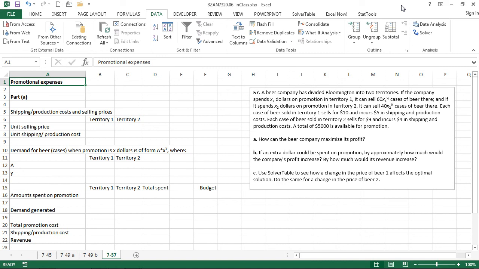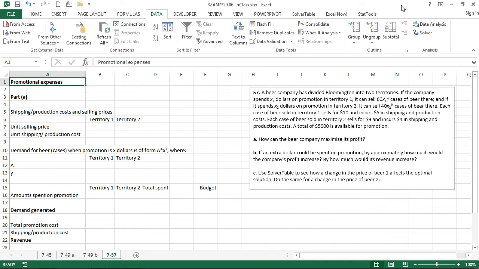Into two territories. If the company spends X1 dollars on promotion in territory one, it can sell 60 X1 to the 1/2 cases of beer there. And if it spends X2 dollars in territory two, it can sell 40 X2 to the 1/2 cases of beer there.